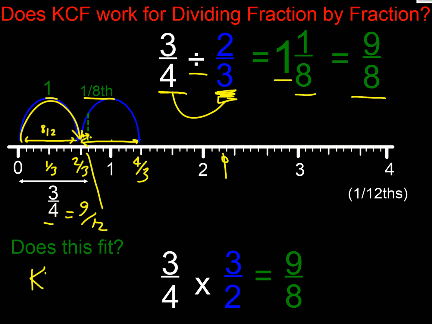Does keep change flip work? Well, we keep the 3/4. We change the division for a multiplication. We flip 2/3 to get 3/2. Now I can do my simple multiplication. 3 times 3 is 9. 4 times 2 is 8. So the answer here is 9/8. So yes, it does work.